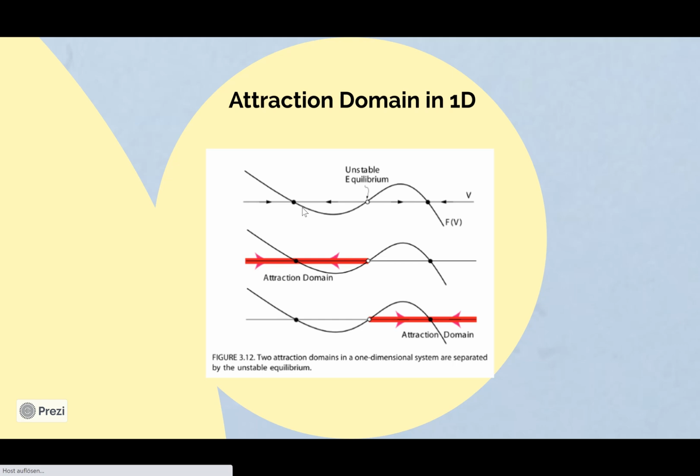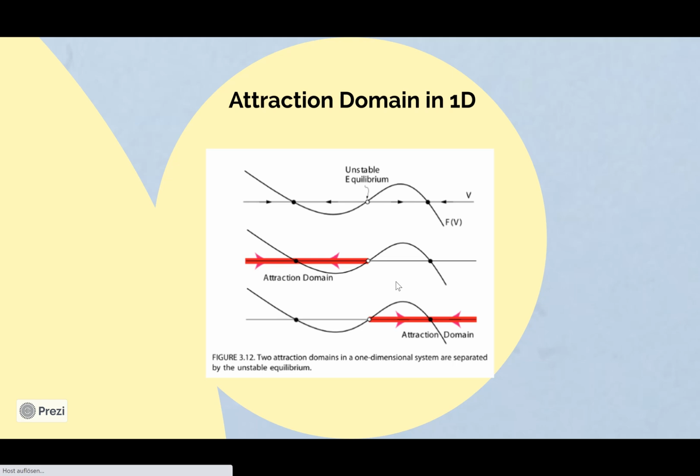So the attraction domain of state A is shown here, for example, this here, whereas the attraction domain of B is shown here. This is the attraction domain of A shown above with this line, and here is B. They are separated by the unstable equilibrium. This unstable equilibrium separates the two attraction domains. More about the equilibrium will be discussed on the upcoming slide.